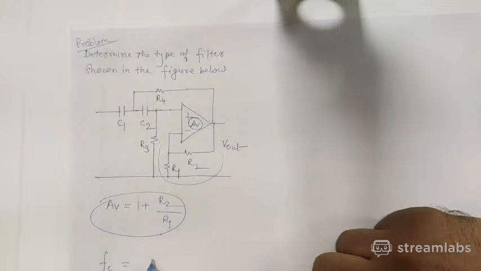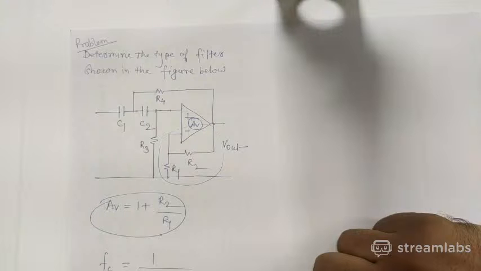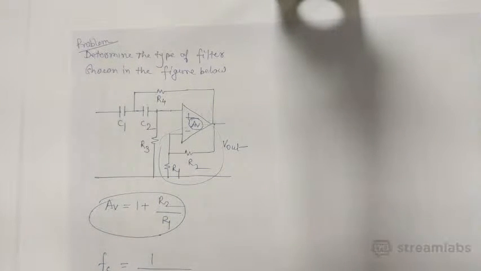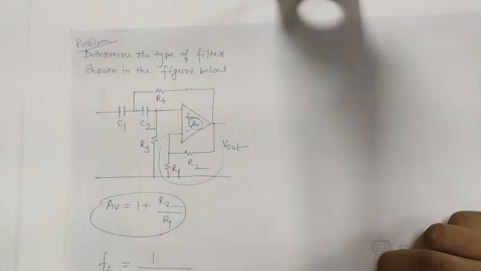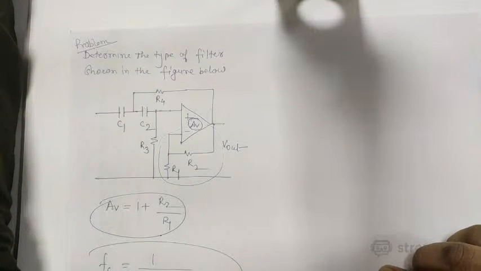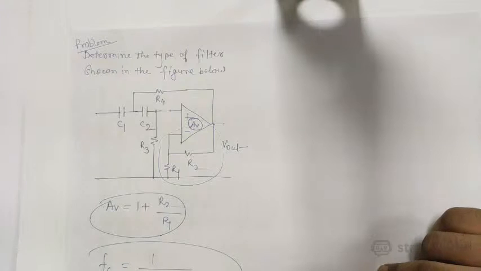and the cutoff frequency is equal to 1 upon 2 pi root over R3 R4 C1 C2. Okay, so this is the cutoff frequency of this second order filter.